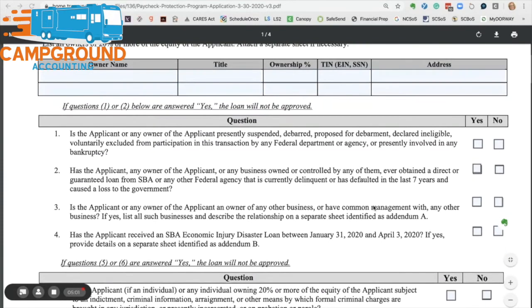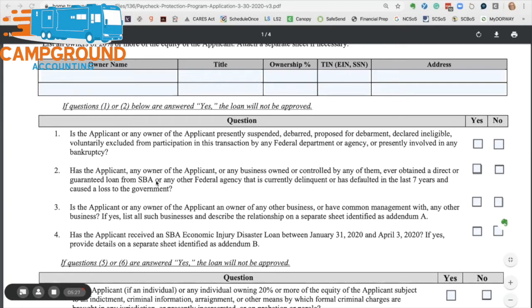All right. Please note that it says if questions 1 and 2 below are answered yes, the loan will not be approved. So if you've been suspended, disbarred, proposed for debarment, declared ineligible or voluntarily excluded from participation in the transaction by the federal department or agency, or presently involved in a bankruptcy, you cannot apply.